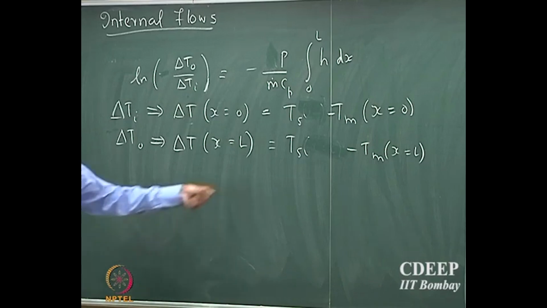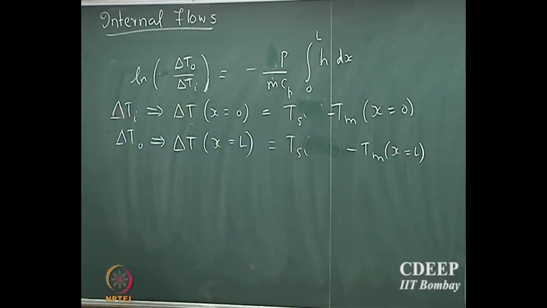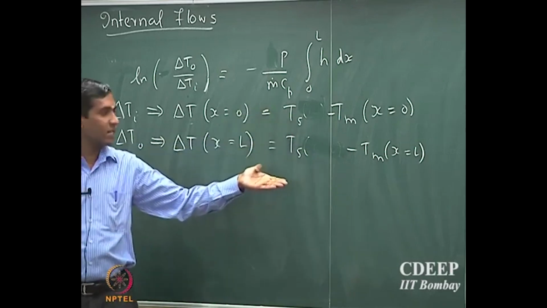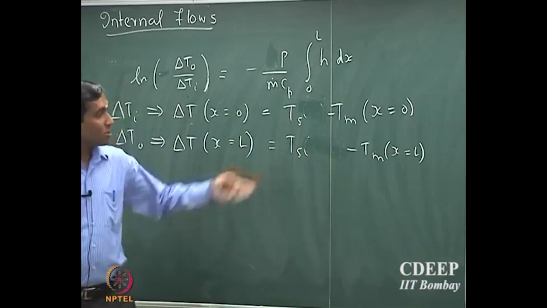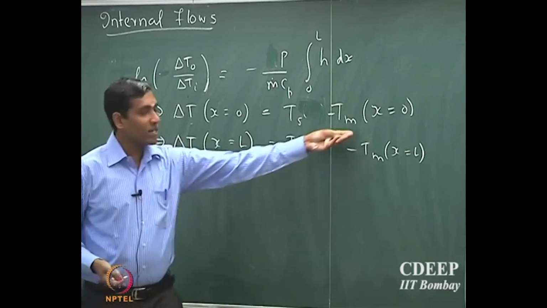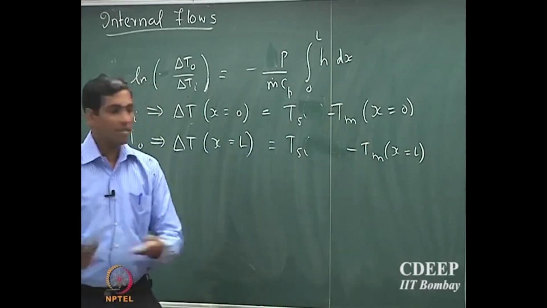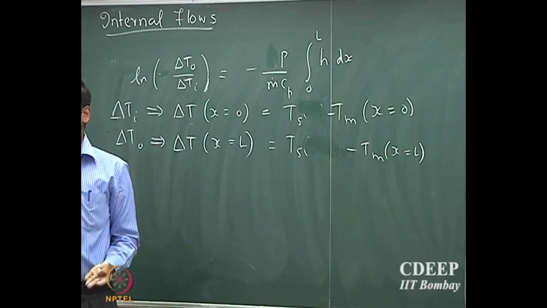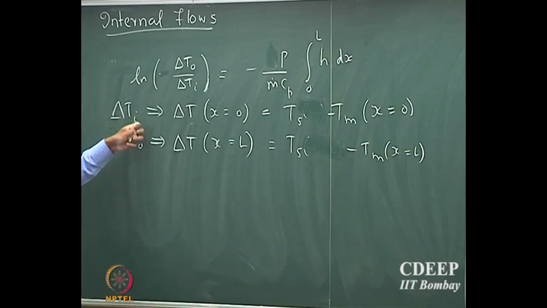Okay. So, this is nothing but the temperature difference between the average fluid temperature and the surface temperature at the inlet, and this is the temperature difference at the exit of the tube. These two are actually measurable quantities. I can find out the average temperature at the inlet, and I can find out the average temperature at the outlet of the tube. In delta Ti and delta T naught, i stands for input and o stands for output. These are experimentally measurable quantities.